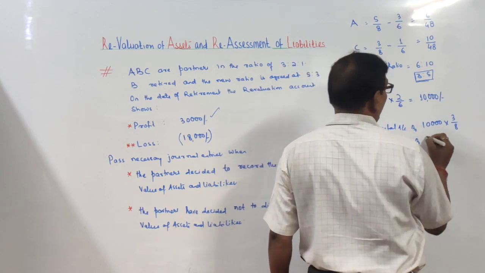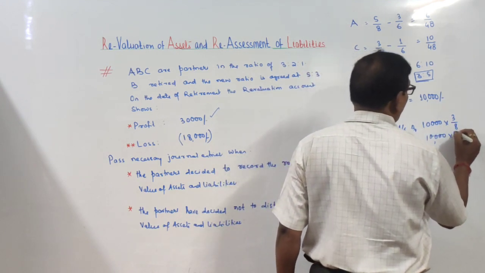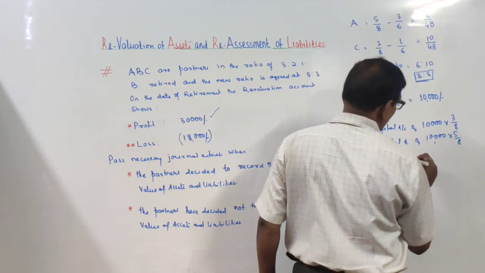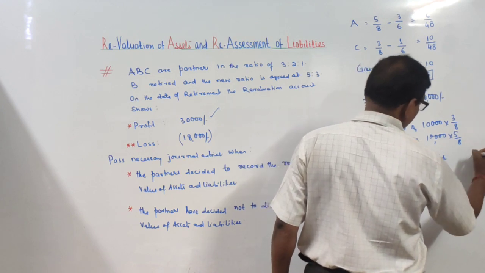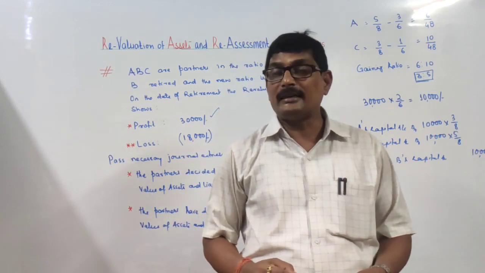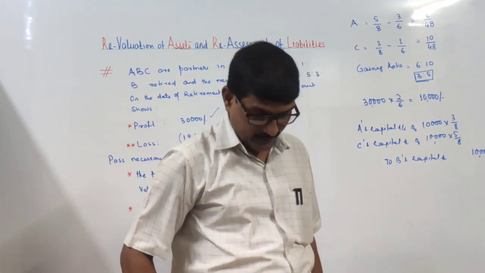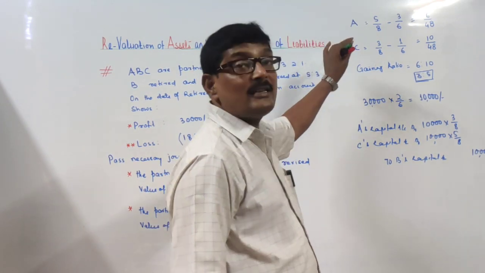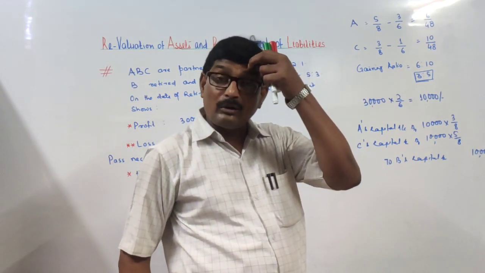You don't write in this way, you write the full figure. The net figure, that is 5 by 8 to B's capital account, that is 10,000. And when this is the case, in the new balance sheet, assets and liabilities remain as before. Right? There will be no change in the value of assets and liabilities. Now this is in case of profit. But in case of loss, what will happen?